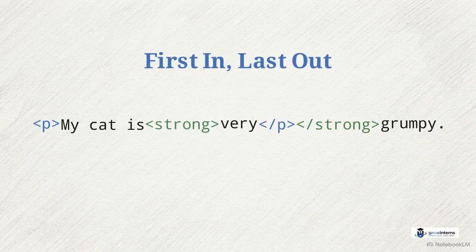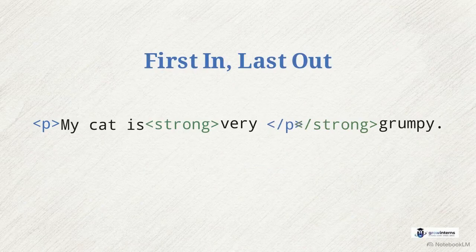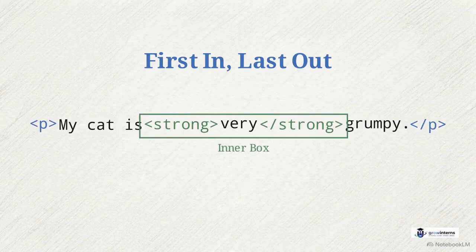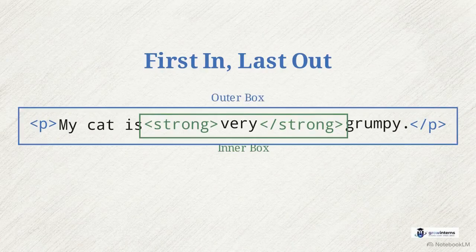To fix this, we follow the first in, last out rule. The element that opens first must close last. By closing the strong tag inside the paragraph, we ensure the inner box is perfectly enclosed within the outer box.